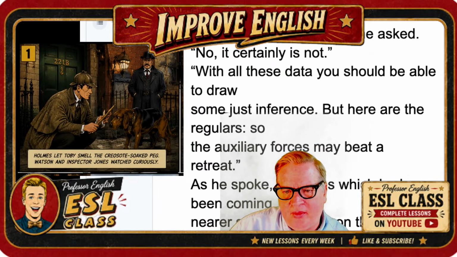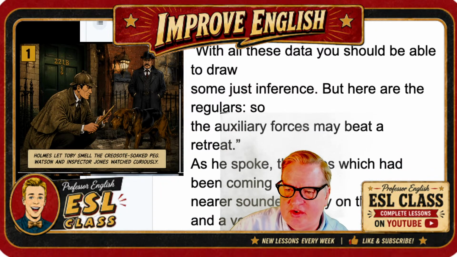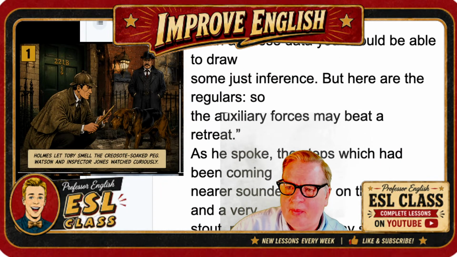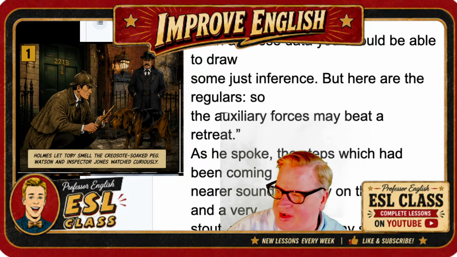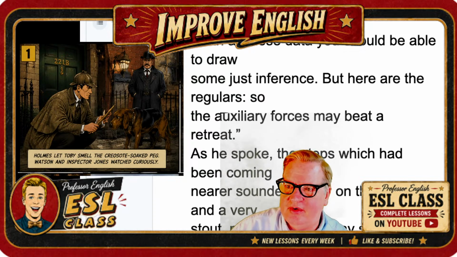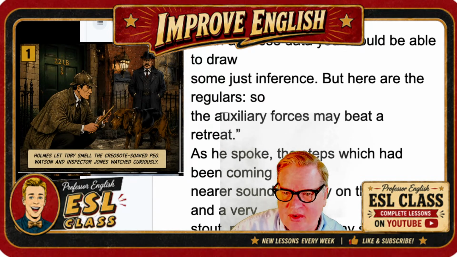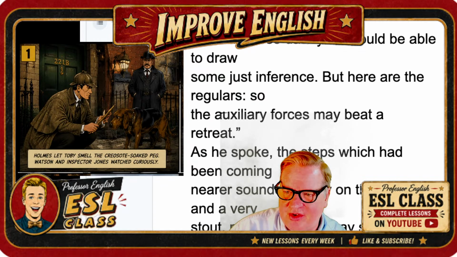But here are the regulars. So the auxiliary forces may beat a retreat. Okay, now he's using army terminology. The regulars are like everyday soldiers, not very important, nobody with a title. Those are the regulars. The word auxiliary means help or support. And so here we've got, so the auxiliary forces, the helping forces, the helping soldiers may beat a retreat. I'm not sure what he means by beat a retreat.